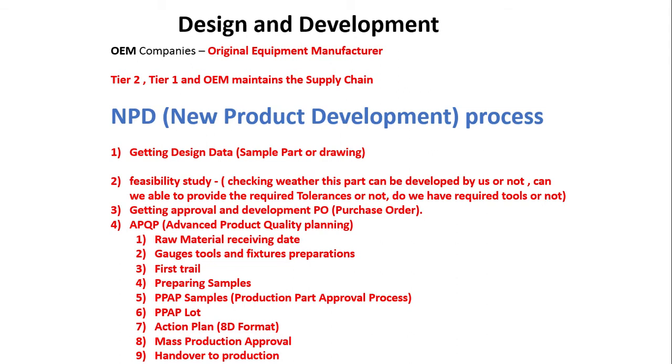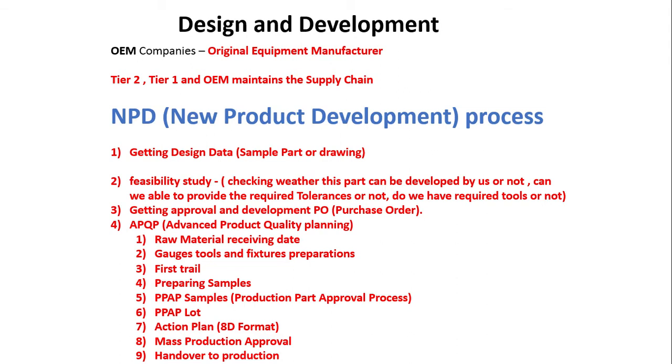Once we get the design data, we will study it. That is the feasibility study: we check whether this part can be developed by us or not. If it is possible, we say yes, otherwise we just stop there. Can we provide the required tolerance or not? That matters too. Whatever equipment or tools we are using, we need to check whether they can produce that much tolerance. And then, do we have the required set of tools or not?